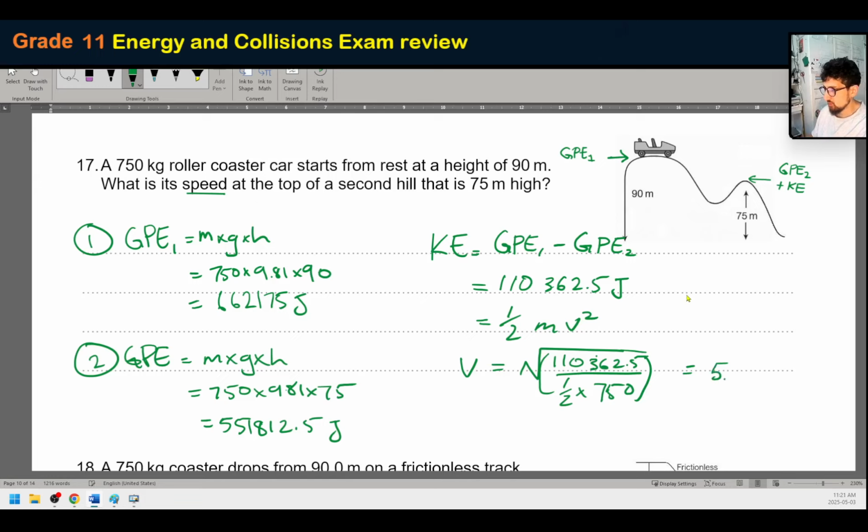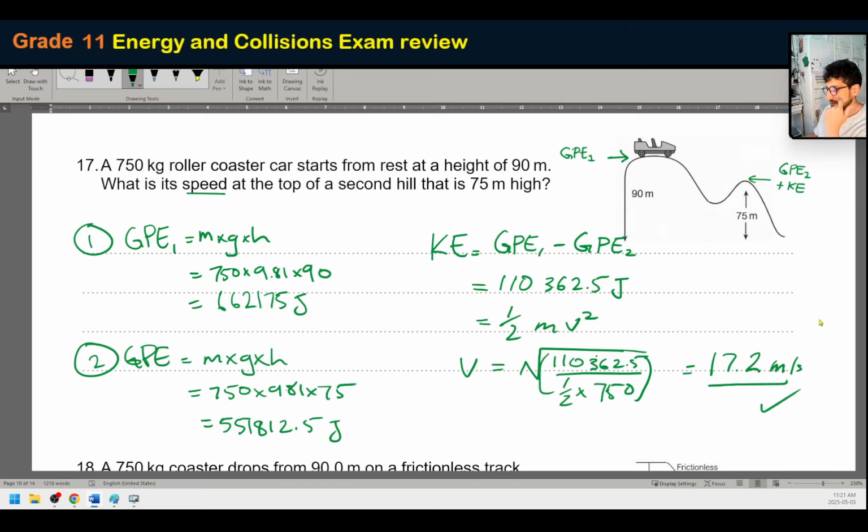I'm getting 5.4 meters per second, which seems a bit low, but there you go. Let me just do a quick check. What did I do wrong? Let's see, 110,362.5 divided by 0.5 times 350, times 750. Oops. Yeah, I see the mistake I made. So that's going to be 17.16, or 17.2 meters per second.